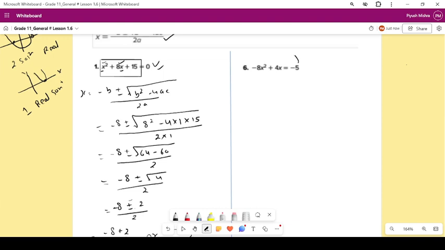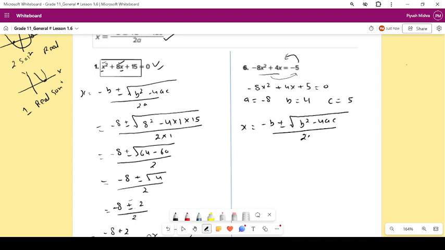I need to make it 0, so I will transfer this one over here, or you can transfer everything over here, whatever you wish. It will come the same. So here I can write minus 8x square plus 4x plus 5 equal to 0. Put the values of a, b and c. So a will be minus 8, b will be 4, and c will be 5. Use the formula: minus b plus minus square root of b square minus 4ac, by 2a. Use the values.